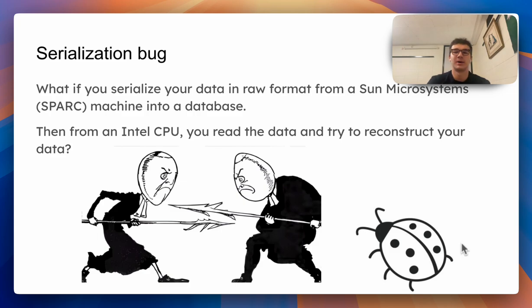Let's work through a serialization bug here. This is a fun bug that happened to me, and I think there's a lot to learn about bugs that can come up with serialization. So what if you're serializing your data from an ancient Sun Microsystems machine into a database, right? And then the data read and reconstructed on an Intel CPU is different. You get a weird bug, and you don't know what's happening. It's not the same data when you load it into a data structure. What's happening here? Well, as the picture suggests, it's about endianness.